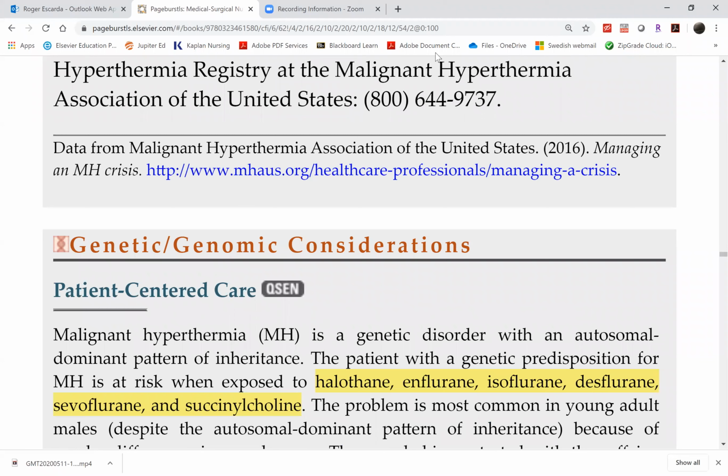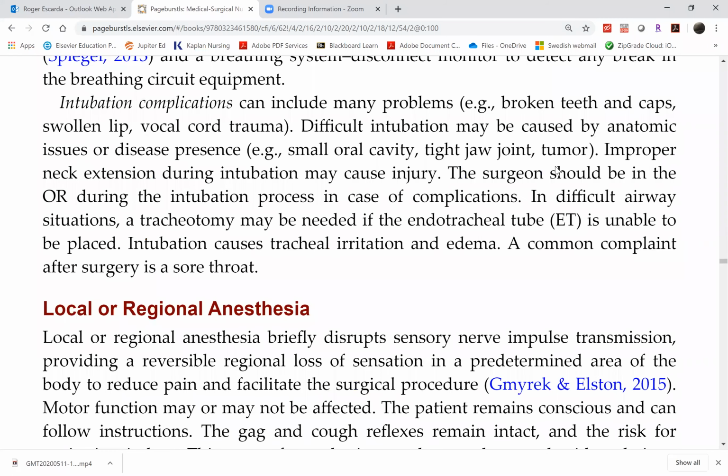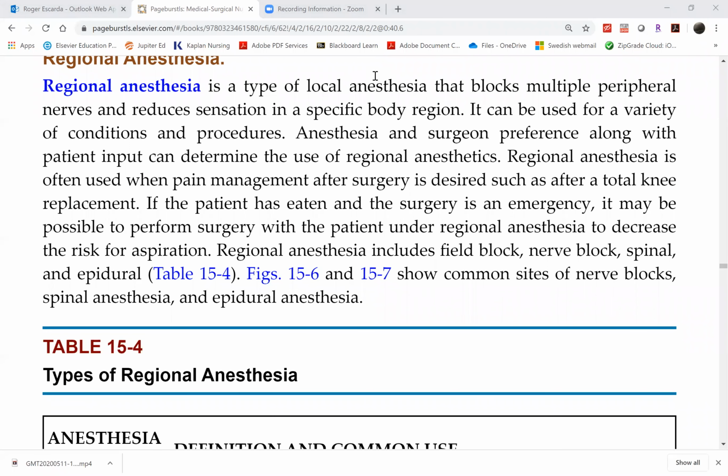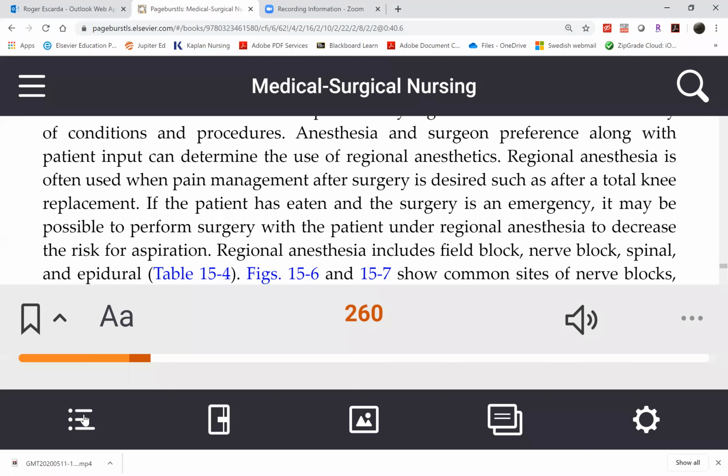So is that all we have to know for that chapter? Or what is your question again? Is malignant hyperthermia the only thing we need to know for chapter 15? Yes, do you want anything else? No, thank you. Okay, so let's go to the next chapter. Let's go to 16.